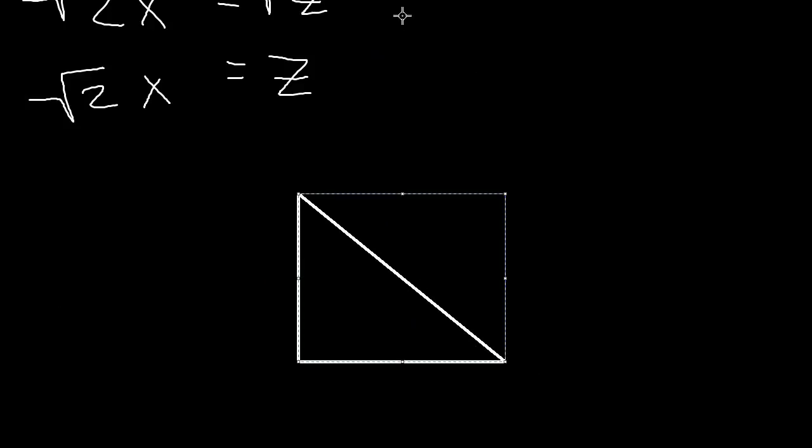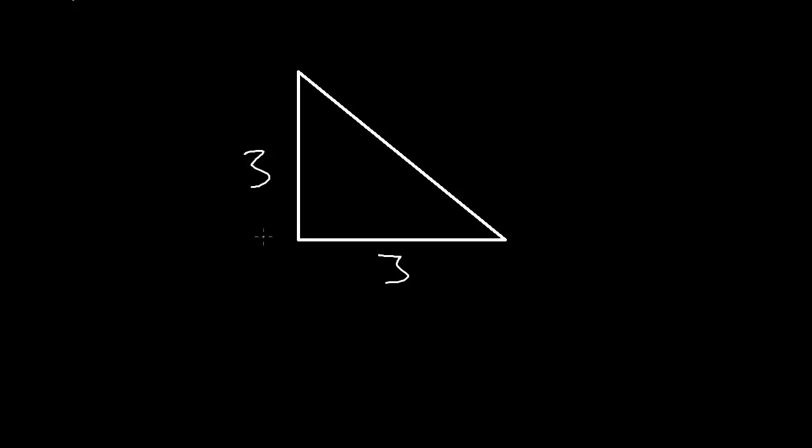Okay, so let's say we have a triangle right here. And we're just going to go through 2 really quick examples. And let's call this side 3 and this side 3. And let's find what this side over here is. Let's call that x. Or actually, sure, let's call it a.